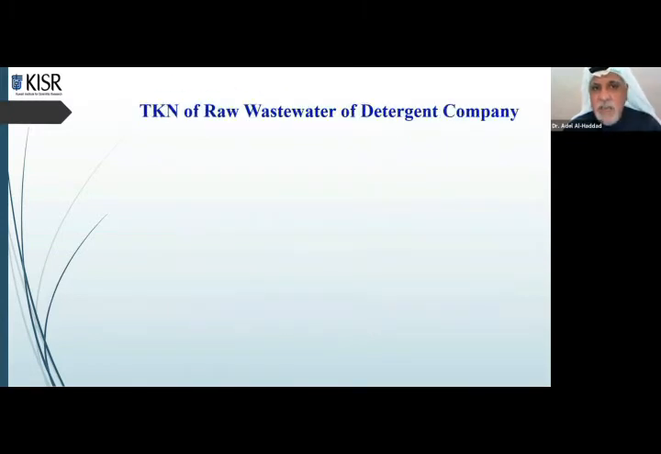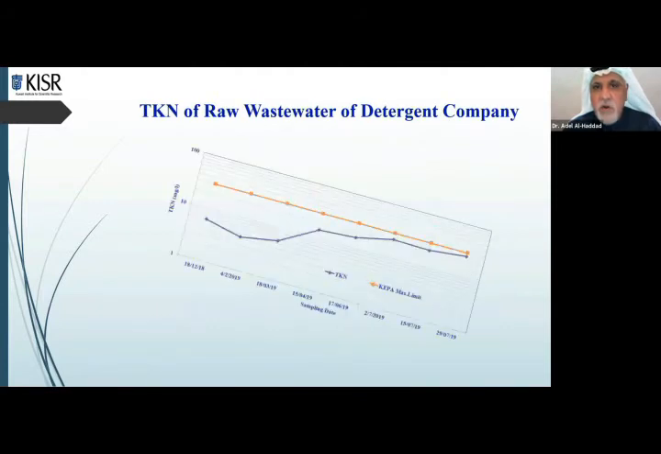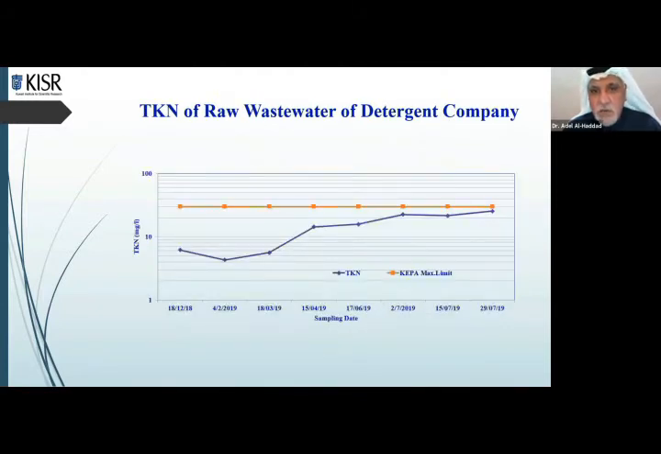If I go for TKN, which is the summation of ammonia and organic nitrogen, our result also shows that it is below 30 milligram per liter set by Kuwait EPA. It means this water can be used safely for irrigation. So it supports the domestic wastewater: not only can domestic wastewater be used for irrigation, the industrial wastewater can be used for irrigation too.